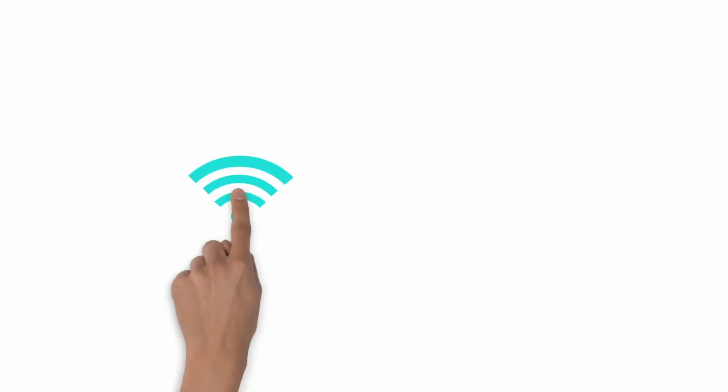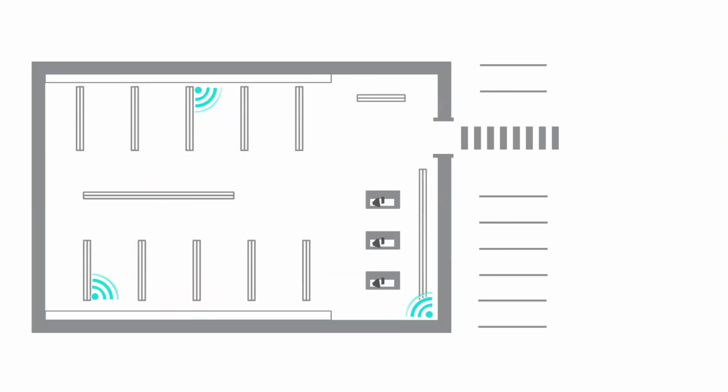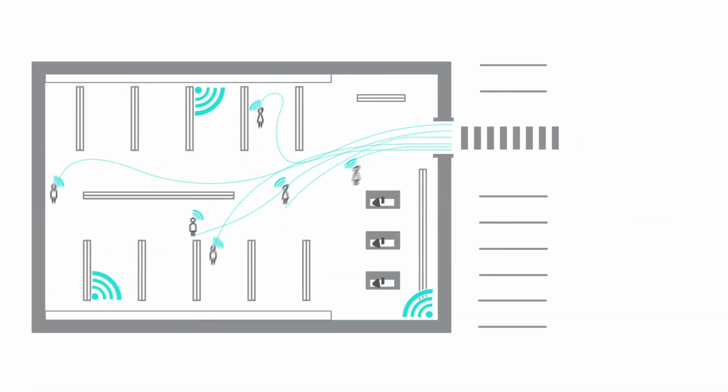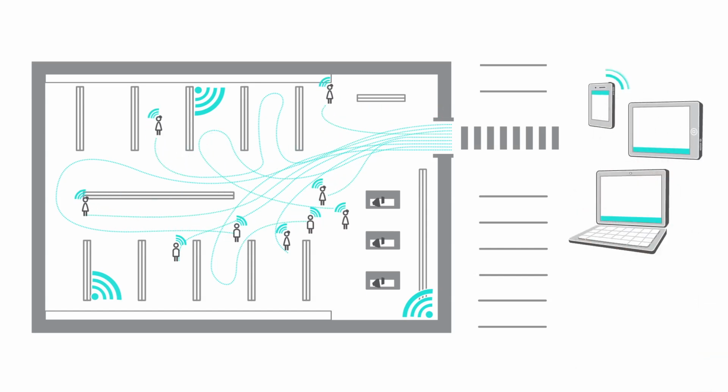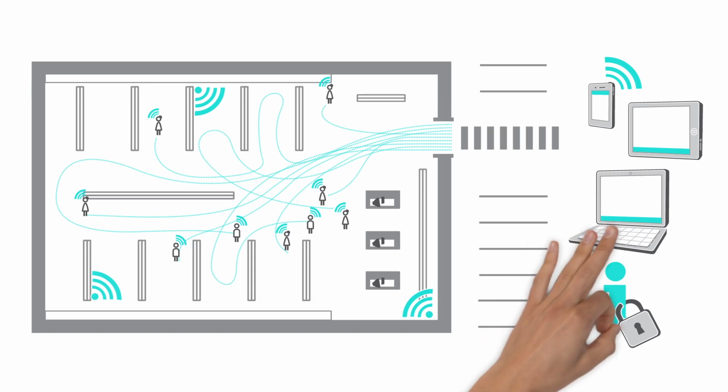Equipped with Wi-Fi spots inside the store, Indoor Analytics detects customers simply by locating them through their mobile device's Wi-Fi signals, and this only with permission of the customer, but without capturing of any private data.